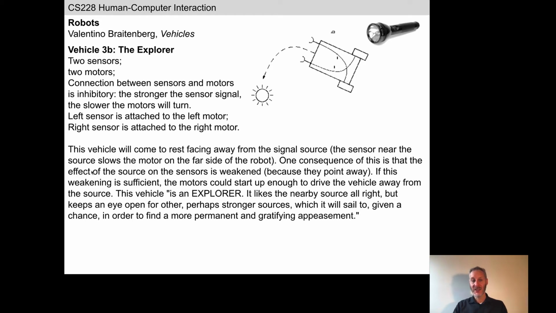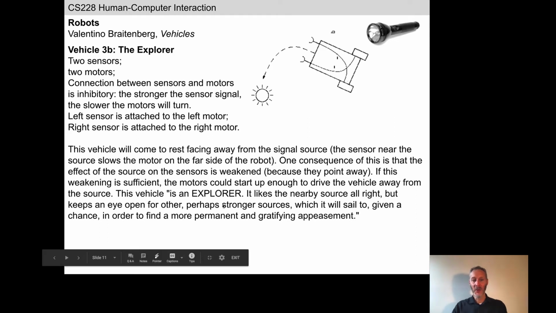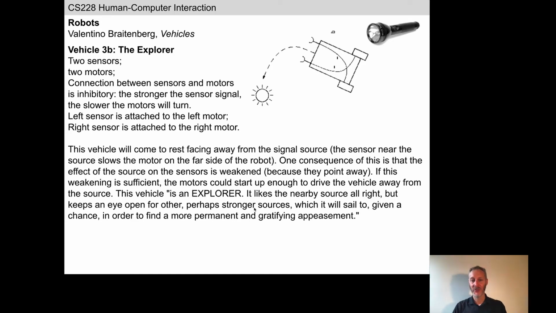One consequence of this is that the effect of the light source on the sensors is weakened, less inhibition because the robot is pointing away. If this weakening is sufficient, the motors could start up enough, it speeds up, to drive the vehicle away from the source. This vehicle, according to Breitenberg, is an Explorer. It likes nearby sources all right. It will slow down because it's curious about them, but keeps an eye open for other, perhaps stronger sources, which it will sail towards, given a chance, in order to find a more permanent and gratifying appeasement. Very, very strange, flowery language for a very serious scientist to be using.